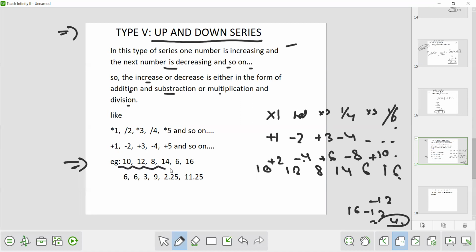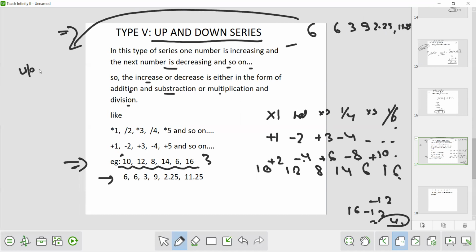Okay, so this was in terms of addition and subtraction. This example 6, 6, 3, 9, 2.25, 11.25. Now what about this? This seems to be constant, then this is decreasing, then increasing, then decreasing, then increasing. So by this result, it is confirmed that this is ups and down series. Now how to recognize the ups and down series? Either something will be getting added or subtracted, or something will be multiplied and divided. So 6 and 6. So can we say that it is into 1? Then this 6 and 3. So it's divided by 2.